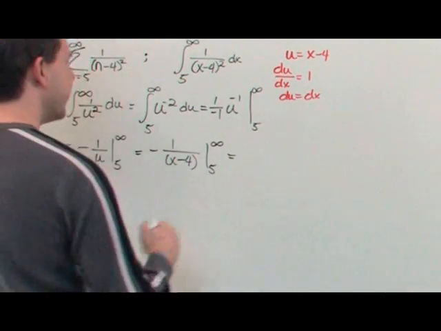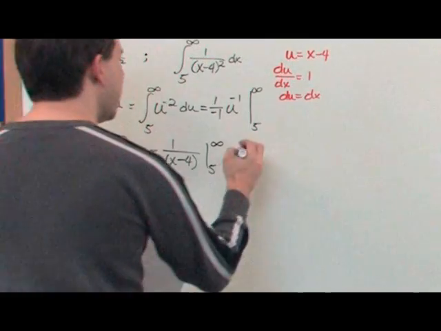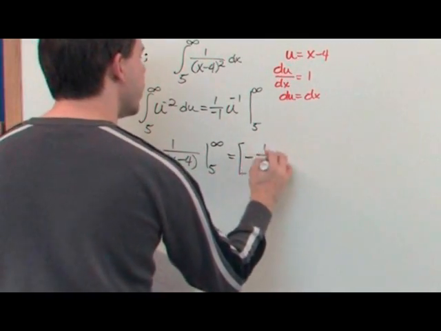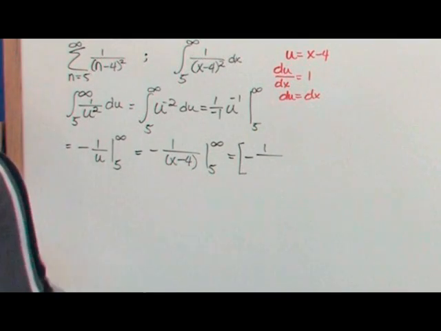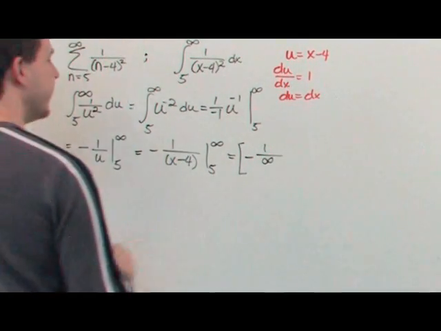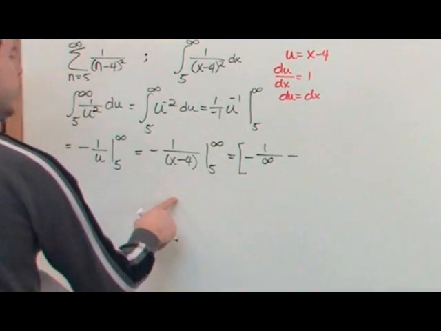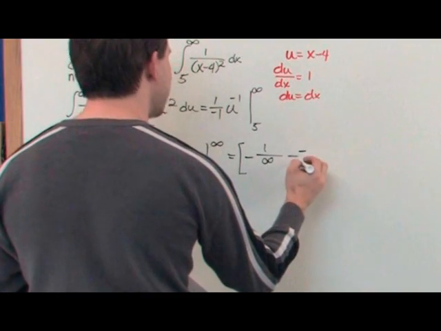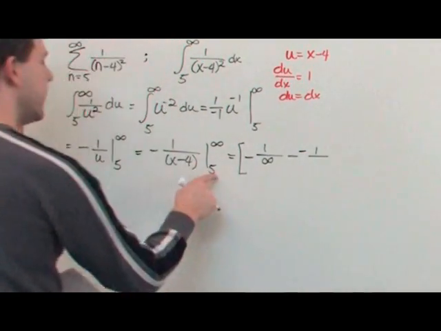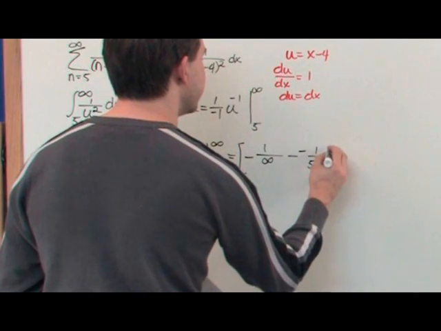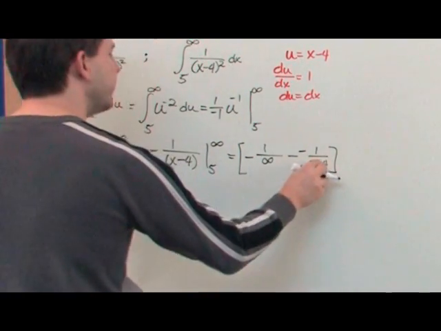So what would this be if I were going to evaluate this here? I'm going to evaluate at infinity. I've got negative 1 over, what is infinity minus 4? It's still going to be infinity, so I'm going to put that down there. Minus, because I'm going to evaluate down here, don't forget I have a negative, so it's minus a negative 1 over, plugging in 5 minus 4. Just make sure to keep track of your negatives.